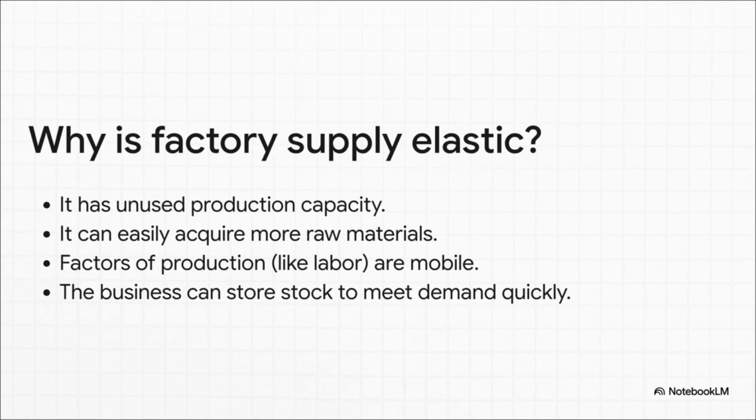So what's their secret? How can they be so nimble? Well, it's not just one thing. They probably got some machines sitting idle they can fire up for an extra shift. Getting more plastic or other raw materials, usually not a big deal. They can move workers around, maybe hire some temps. And crucially, they might even have a stockpile of toys in a warehouse, just waiting. The whole operation is designed for flexibility.